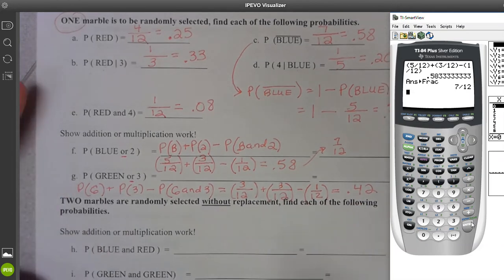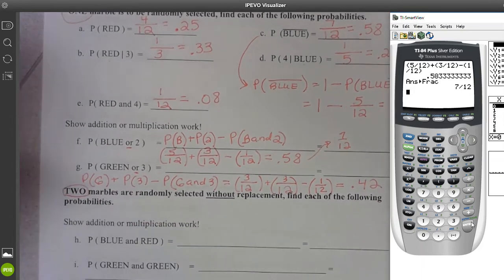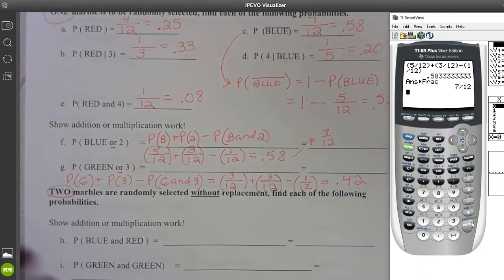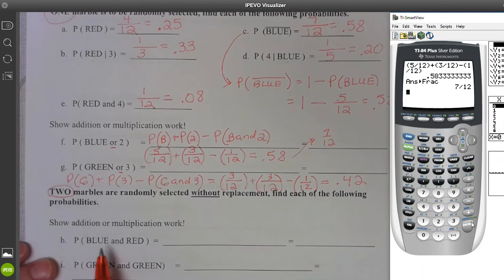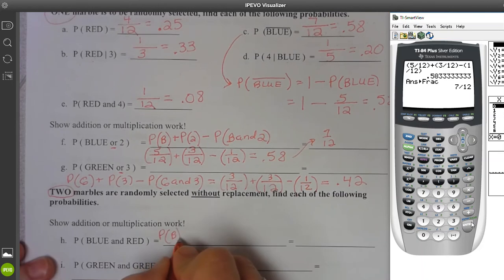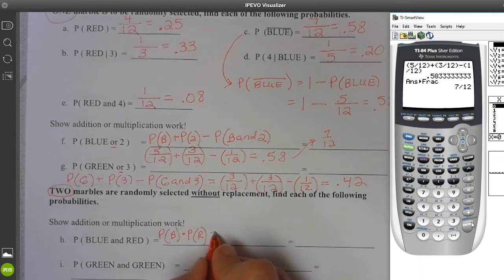Shifting gears just a little bit, we are now looking at reaching in and pulling out 2 marbles. So let's look at the first one. The probability of reaching in and getting a blue and then drawing out a red. So this is equal to the probability of getting a blue times the probability of getting a red. Now we have to think about, are we using a replacement or not? So this is without replacement.